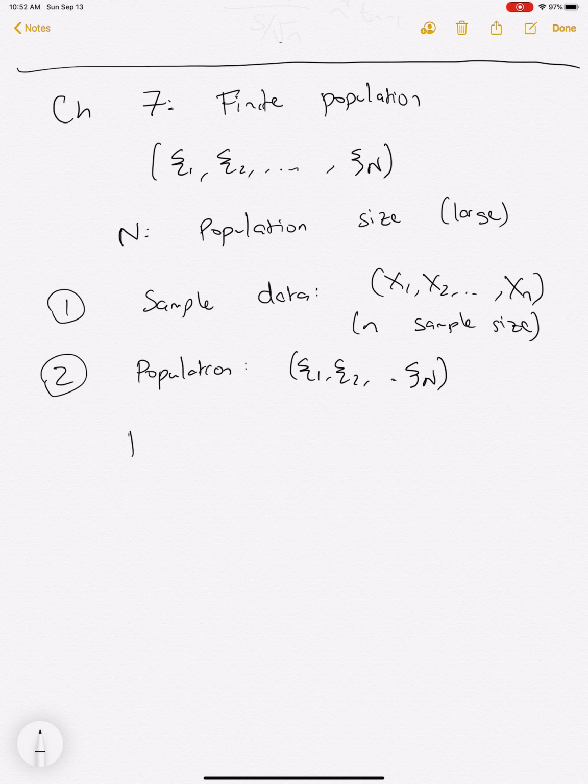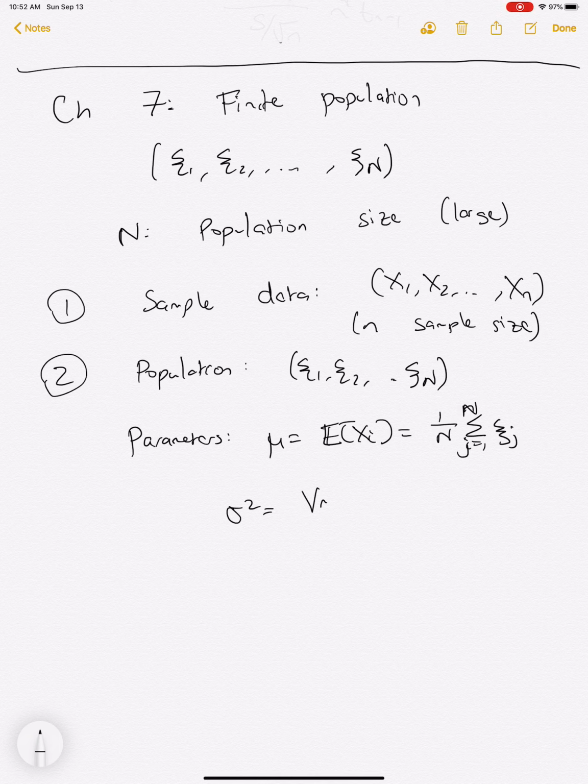And so the parameters of interest here, there are two that we look at. There are more in the textbook, but in this course we're only covering two. The first is the population mean. This is a property of the population, so let me use this symbol. And then the population variance, which once again is a function of the population.